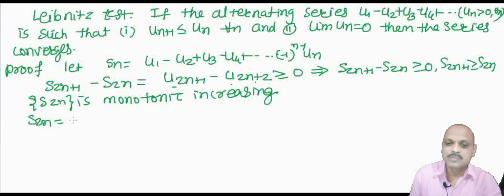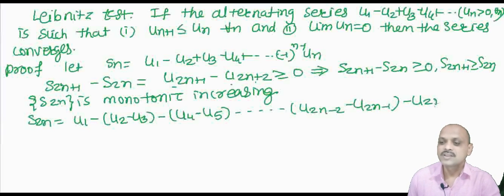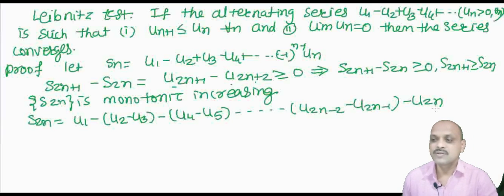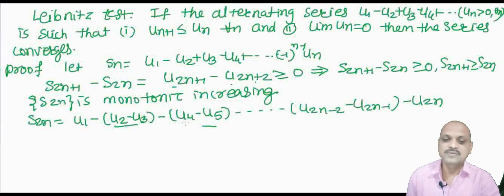Now what is S2n? S2n equals u1 minus, we write this as (u2 minus u3) minus (u4 minus u5) minus, up to (u2n-2 minus u2n-1) and minus u2n. Since u2n has a definite sign, u2, u4, u6 have negative sign, and therefore the u2n term has a negative sign here. Now u3 is smaller than u2, so this bracket is a positive term. u2 is greater than u3, u4 is greater than u5, so this is positive, this one is also positive. So every bracket is positive.